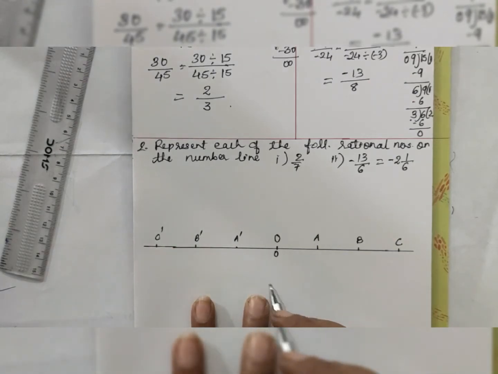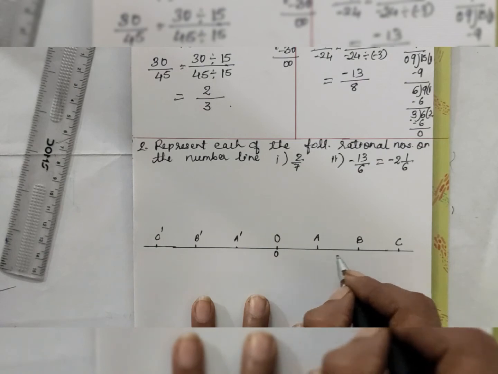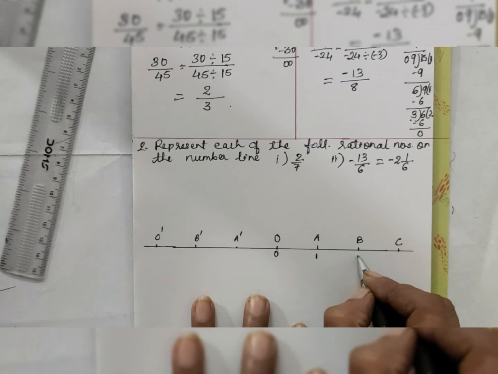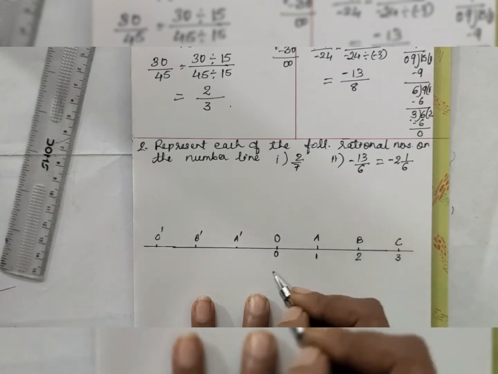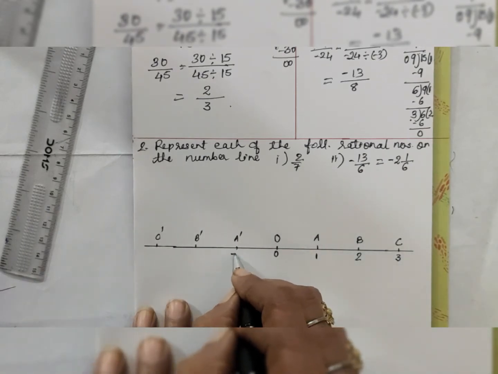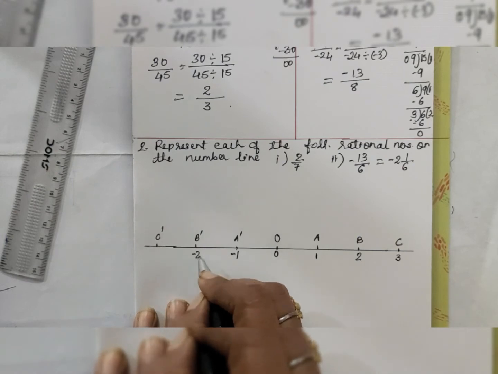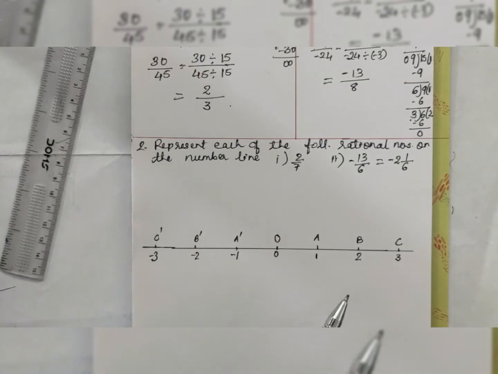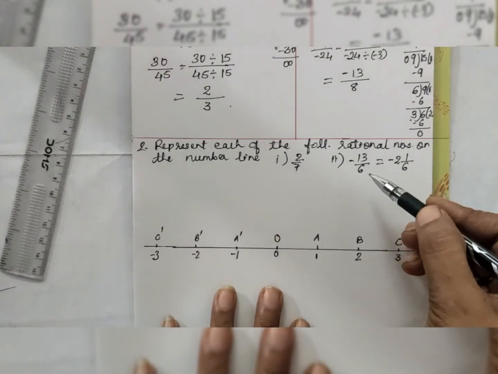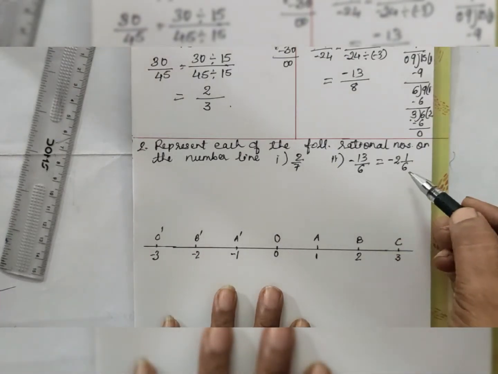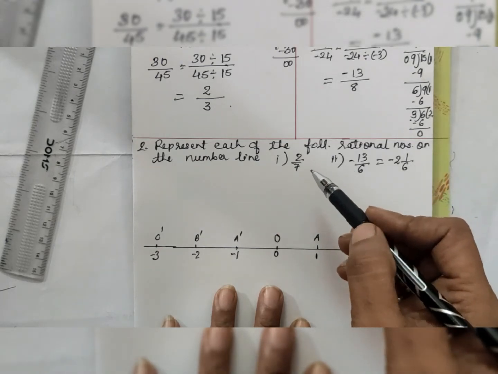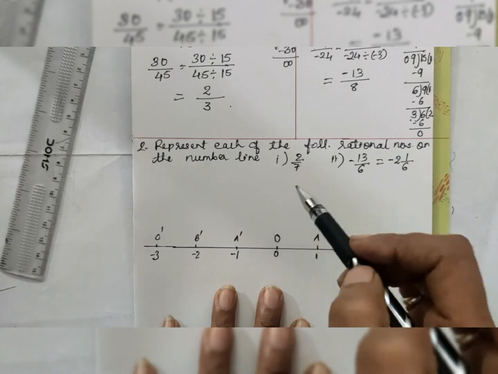As this is 0, on a number line the right side numbers are positive and the left side numbers are negative. So these will be 1, 2 and 3, and these represent minus 1, minus 2 and minus 3. Now I told you that if the number is mixed, you have to convert it to improper, and if the numerator is smaller, it will remain as it is.